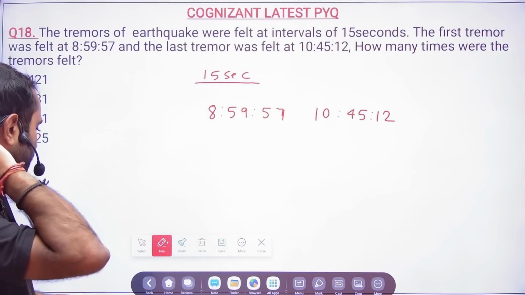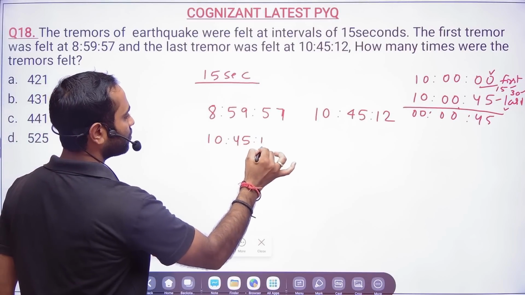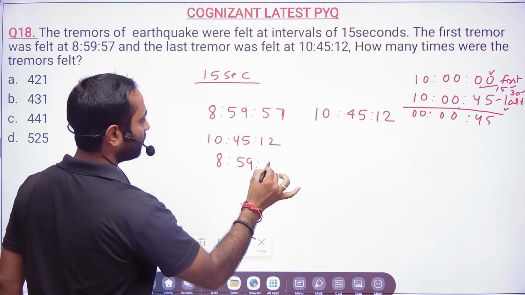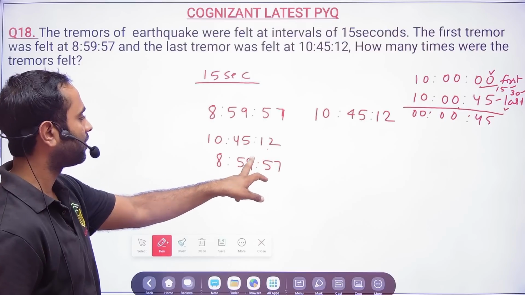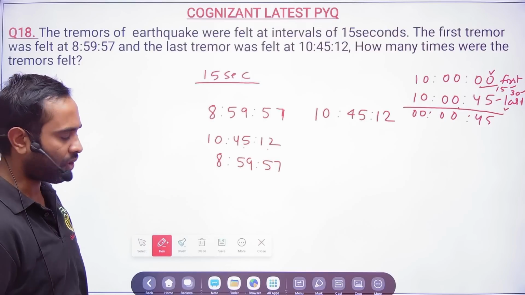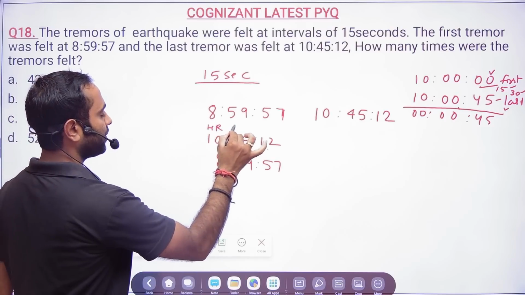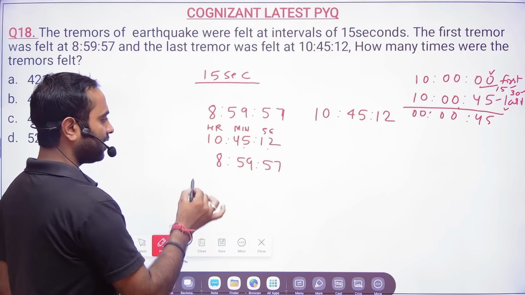Now, we have 10, 45, 12, and then 8, 59, and 57. But can we subtract this? Here we have 12, which is lesser than this. Here we have 45, lesser than this. So what will we do? See, this is hours, this is minutes, and this is your seconds.